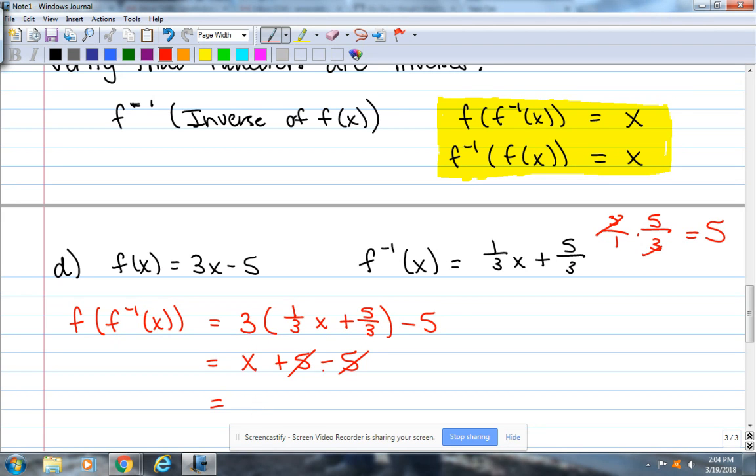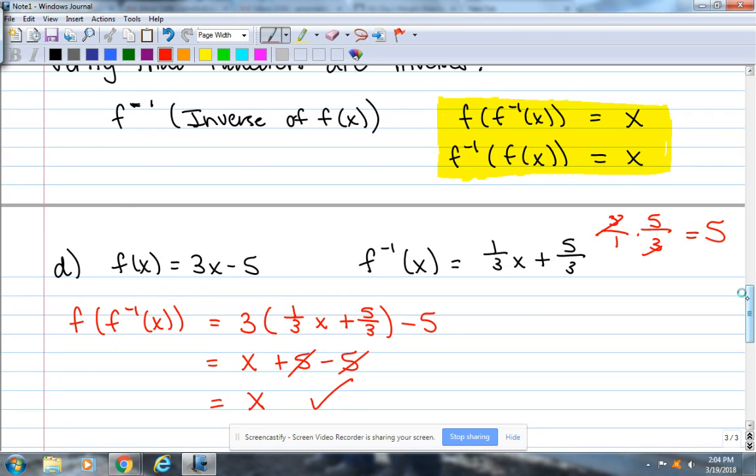So those cancel and I'm left with what? x plus 0 equals x. Did I get it to equal x? Verified. Those are inverses of each other. So if everything cancels out, you're left with x, then yes, they're inverses of each other. Okay? So if you just put a big check mark, I'm good. But you got to show me the work.